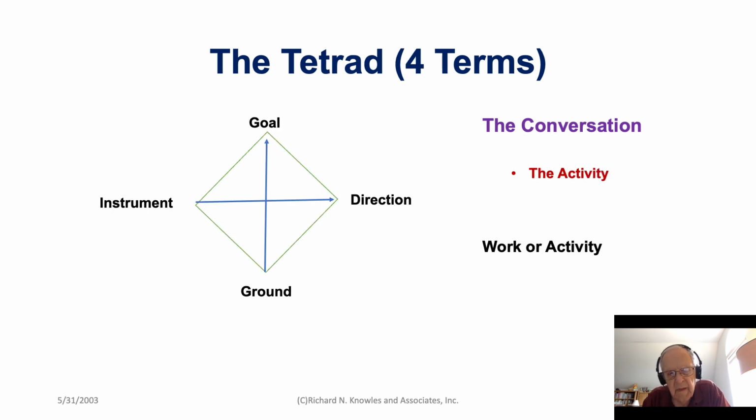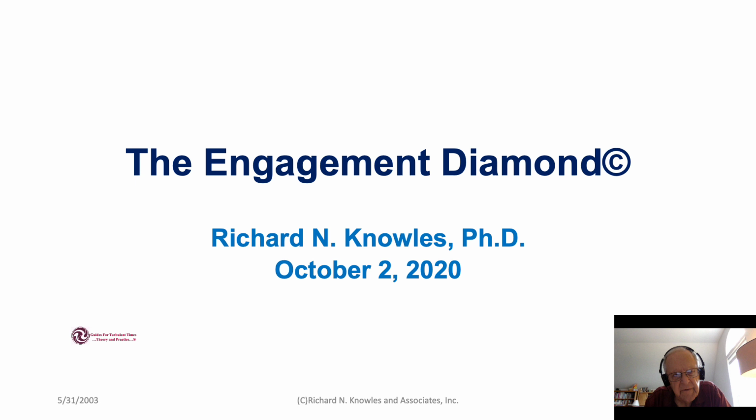The next term is the tetrad. And it has to do with the ground. Where are we starting? And the goal, where are we going? It deals with the instrument. This is all the technology and information and whatnot that we bring to bear. And this is the direction in which we're moving. And Bennett called this activity, and I call it work. This is what we're doing to make something happen. This term becomes even more complex than the triad. And I'll show some examples here.